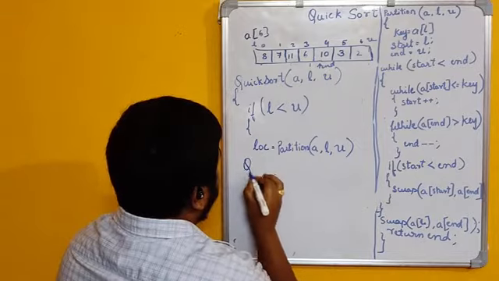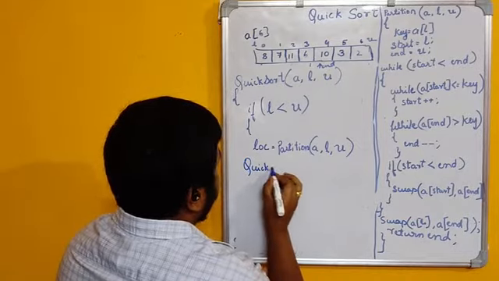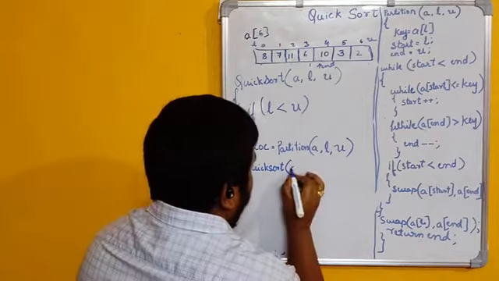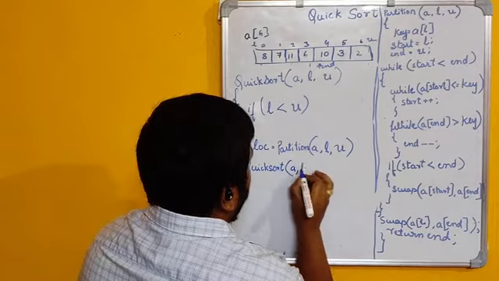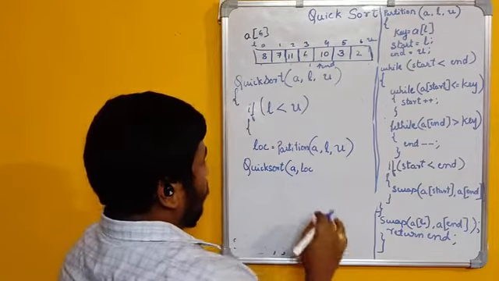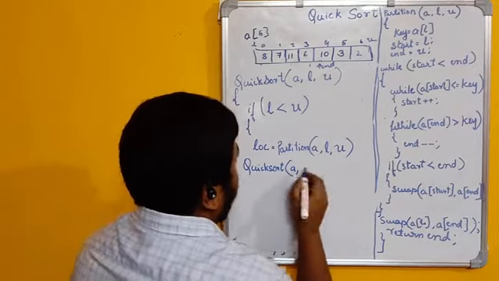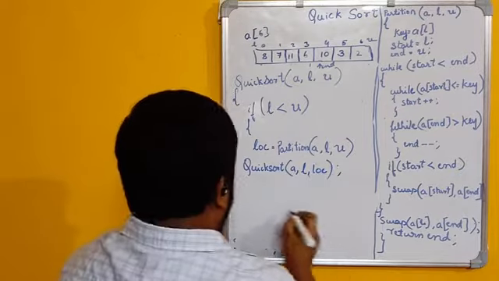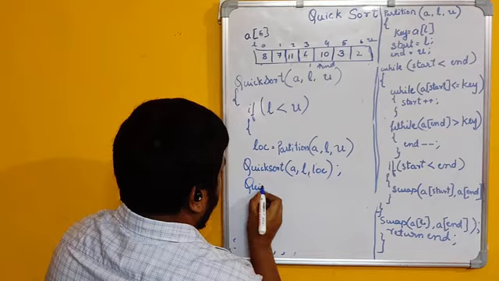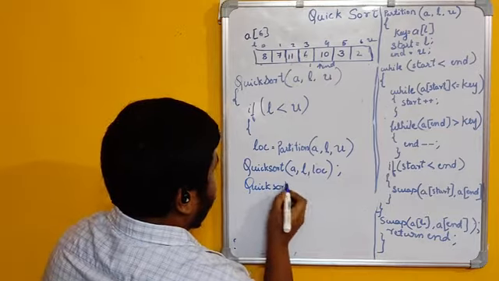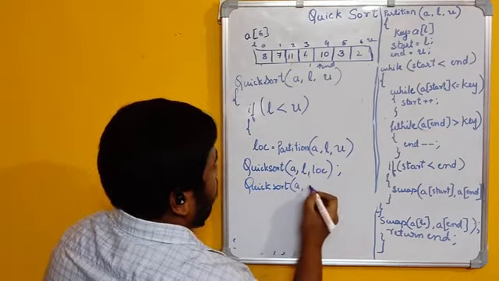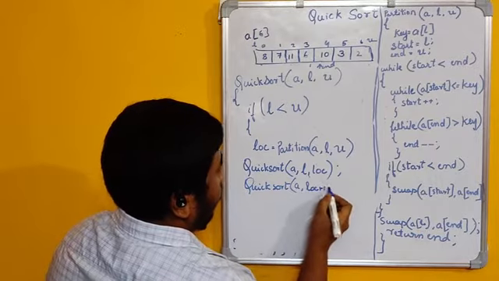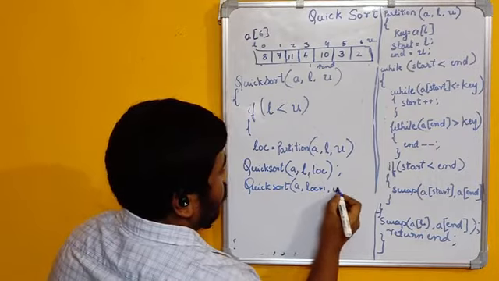Next, you will see, again what we will do? We will do quick sort(A, L, location), sorry, not location, L, comma location. And again we will call quick sort(A, location plus 1, U).